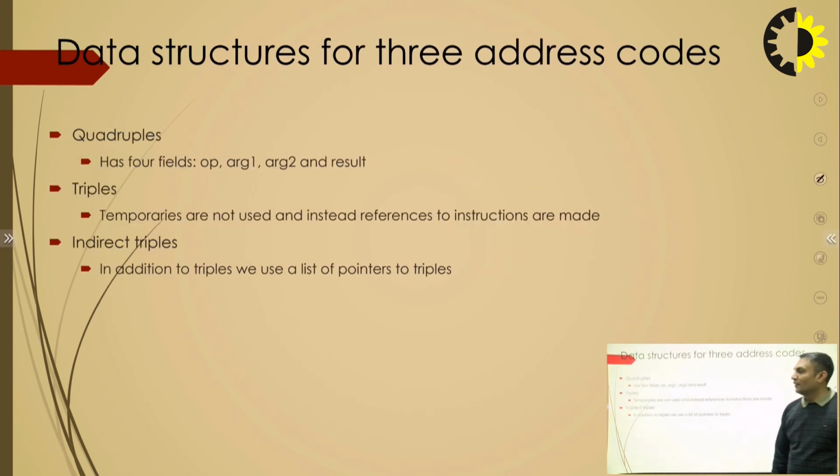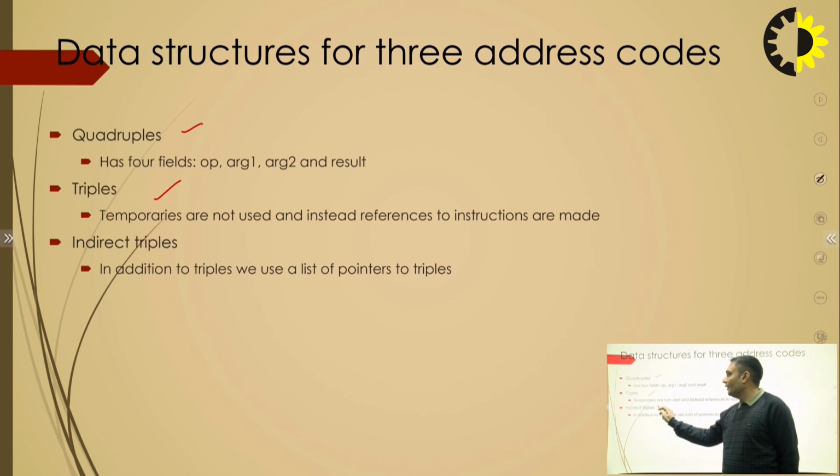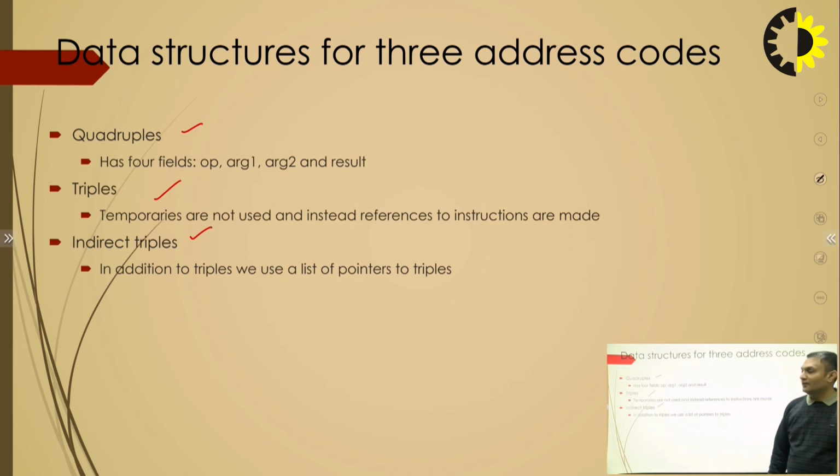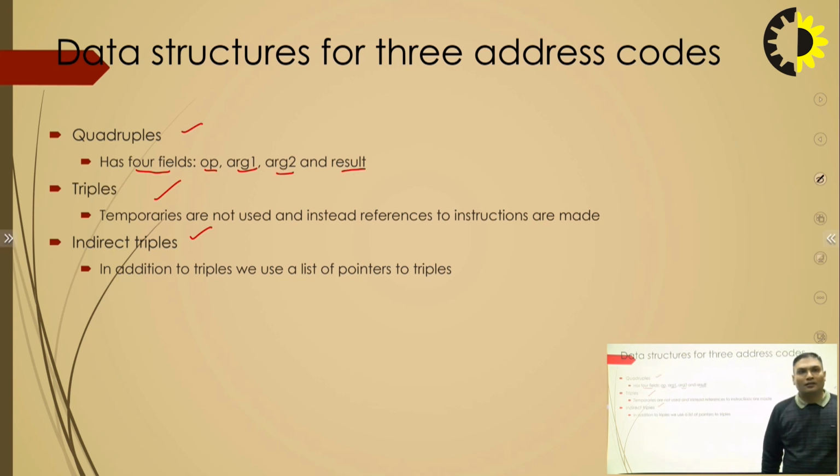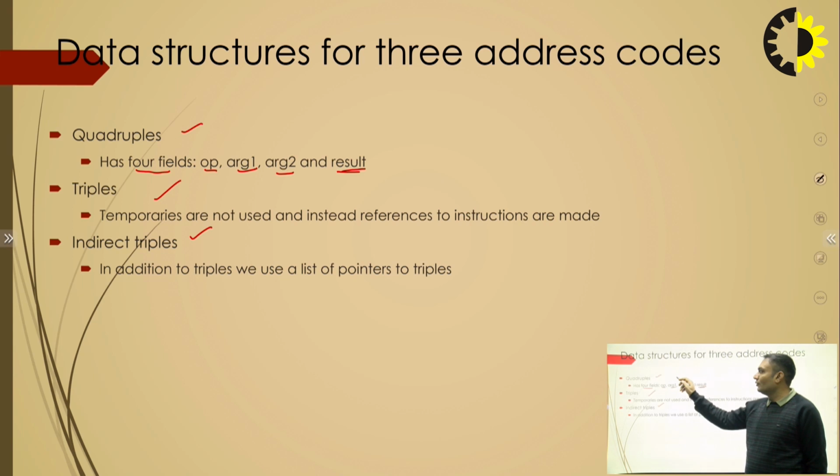Now the next topic is data structures for 3 address code. There are 3 possible data structures corresponding to 3 address code: quadruple, triple, and indirect triple. Quadruple, as its name says, has 4 fields: operator, argument 1, argument 2, and result. So when we organize our 3 address code using 4 fields, one is operator, the second is argument 1, the third is argument 2, and the fourth is result. This 4 field data structure is called a quadruple.